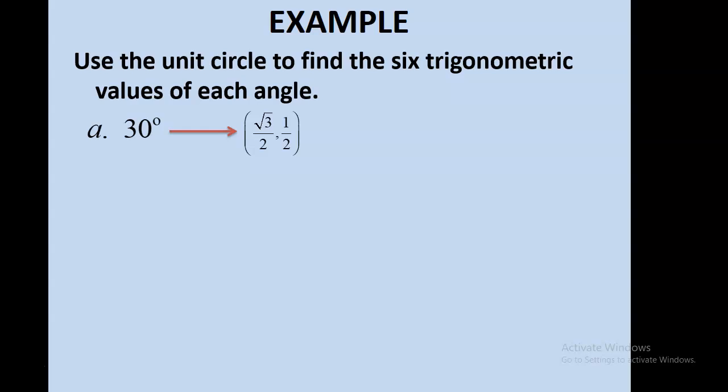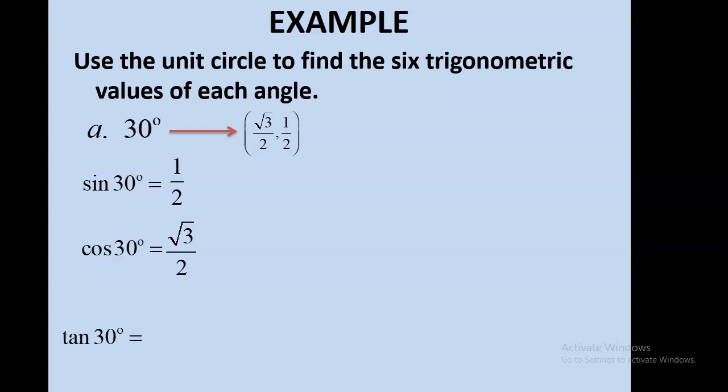We will then know that the sine, the cosine, the tangent, all those values are going to flow from this. Our sine value is going to be the y coordinate, so that tells us the sine of 30 is 1/2. The cosine value of 30 degrees would be the x coordinate, which is square root of 3 over 2.